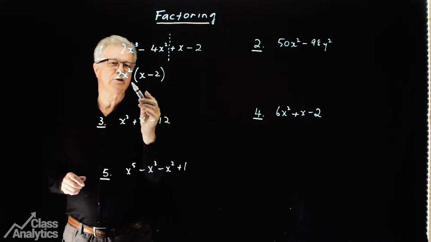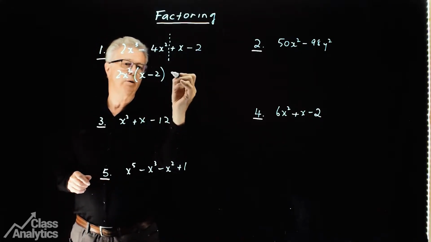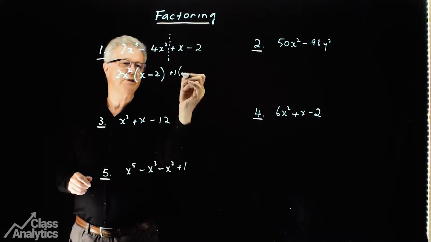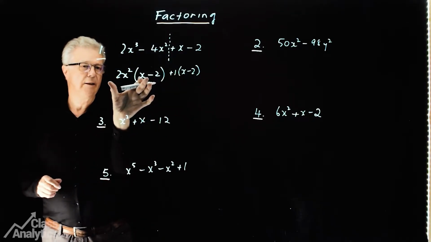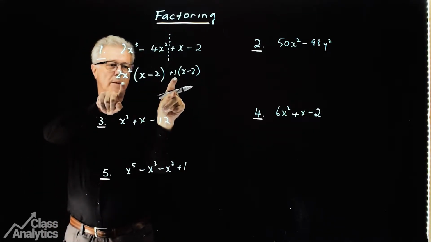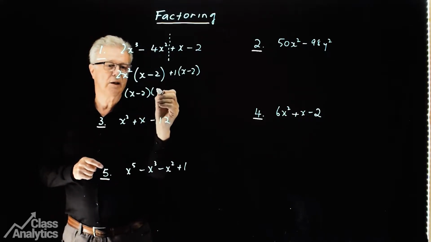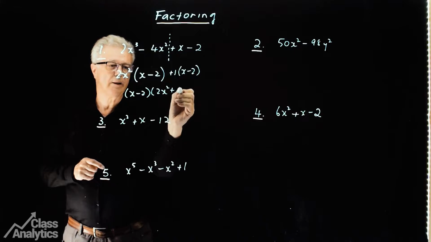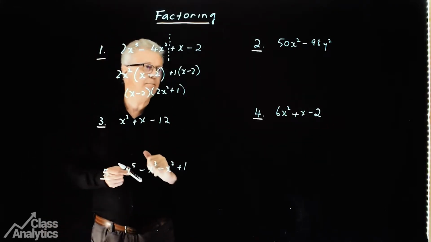Not a bad idea just to do a quick check to make sure that's correct by expanding. And here you've got the same thing, but I'll write here a plus 1 outside of x minus 2. Now you'll see that's the common factor, so the whole thing comes out, and you're left with this 2x squared plus 1. So it becomes x minus 2 outside of 2x squared plus 1. And you've factorised it. That's by pairs.